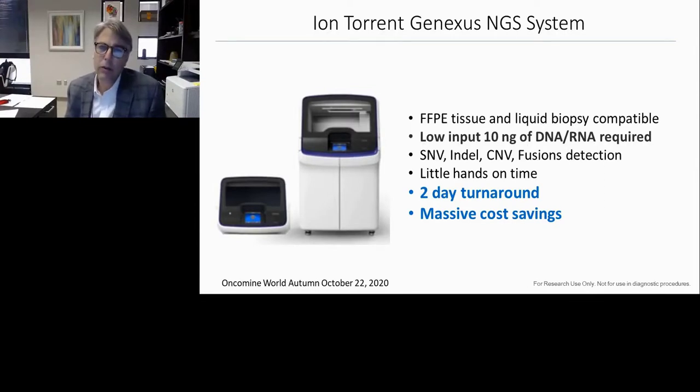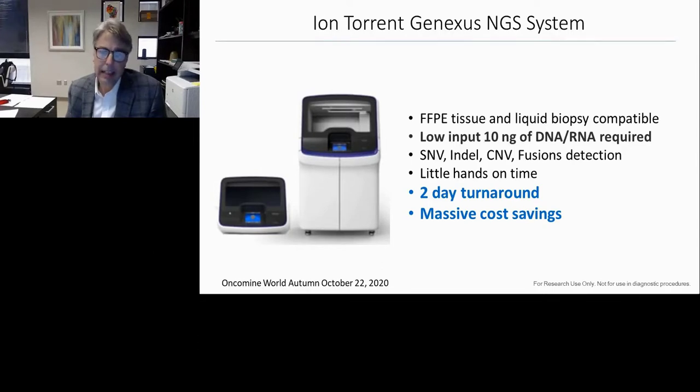One is it could work with a wide range of tissue samples. Most of our research samples are FFPE, and we have a lot of blood from those same samples that are paired with it. It works really well with low input DNA and RNA. Each pool that you work with only needs 10 nanograms.